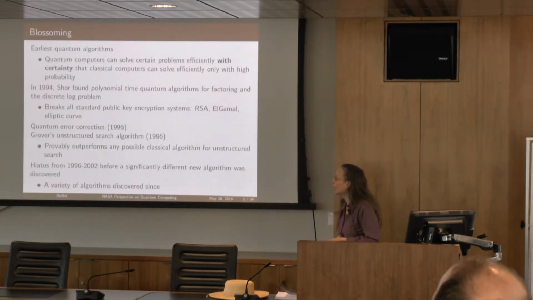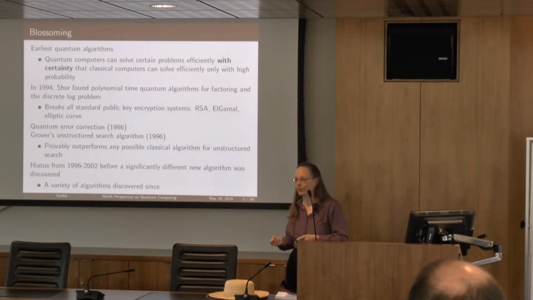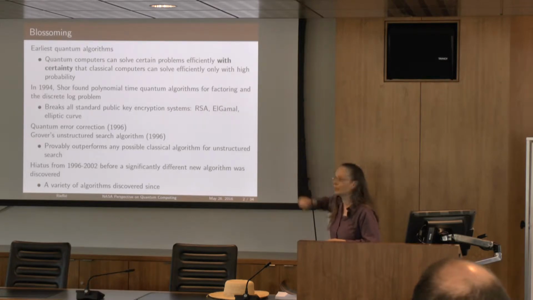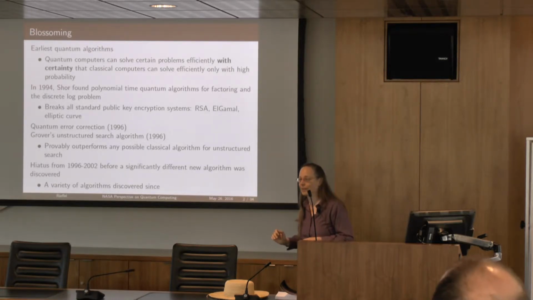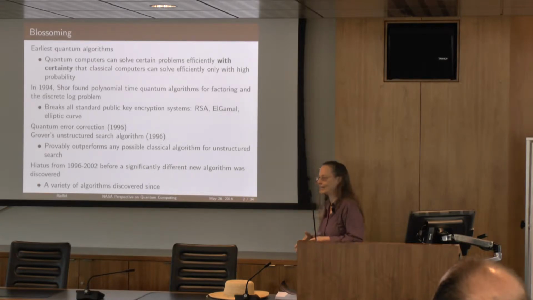So the earliest quantum algorithms were not what you would probably think. And I do this to try to emphasize that people's intuitions here are not necessarily very good. The first algorithms that people came up with solved efficiently with certainty problems that could only be solved efficiently classically with high probability. The first bit of information that most people take away from quantum mechanics is that it's probabilistic. And yet the first application here was doing something with certainty that couldn't be done efficiently with certainty classically. And that was a provable difference between the two, but was not for a particularly useful problem.